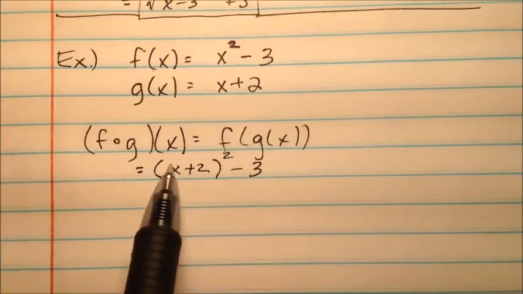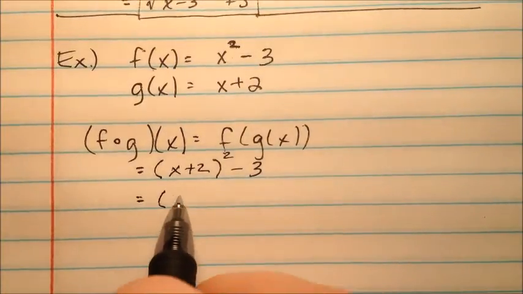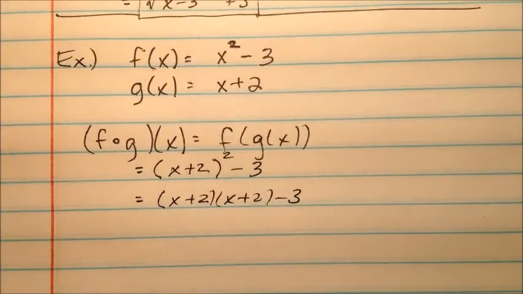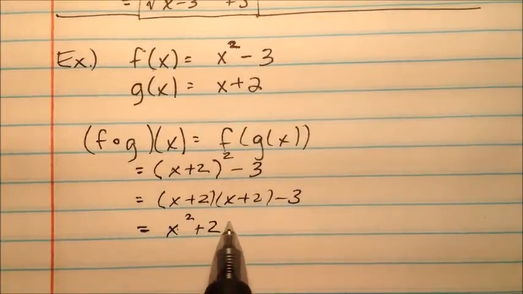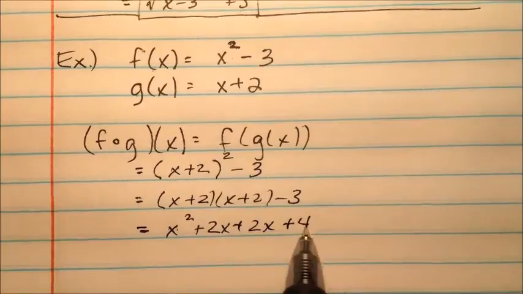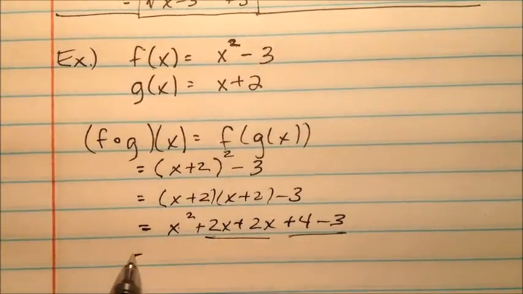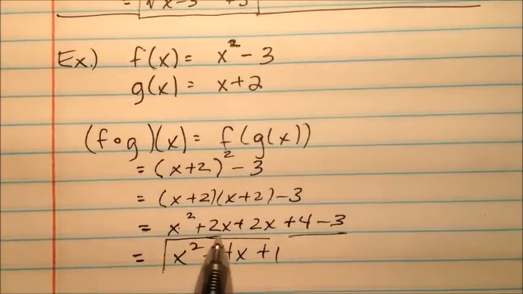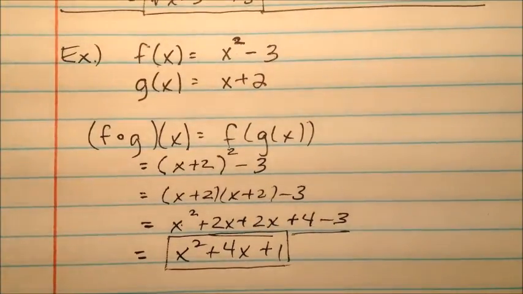Well, once you substitute something in there like a quantity, x plus 2, quantity squared, remember we're going to have to multiply this out. In this case we can use FOIL like that. So we have x squared and then plus 2x and then plus another 2x plus 4 minus 3. So like terms are here and here, they can go together. So we'll have x squared plus 4x plus 1. And that will actually be the solution then once we simplify here, f circle g.